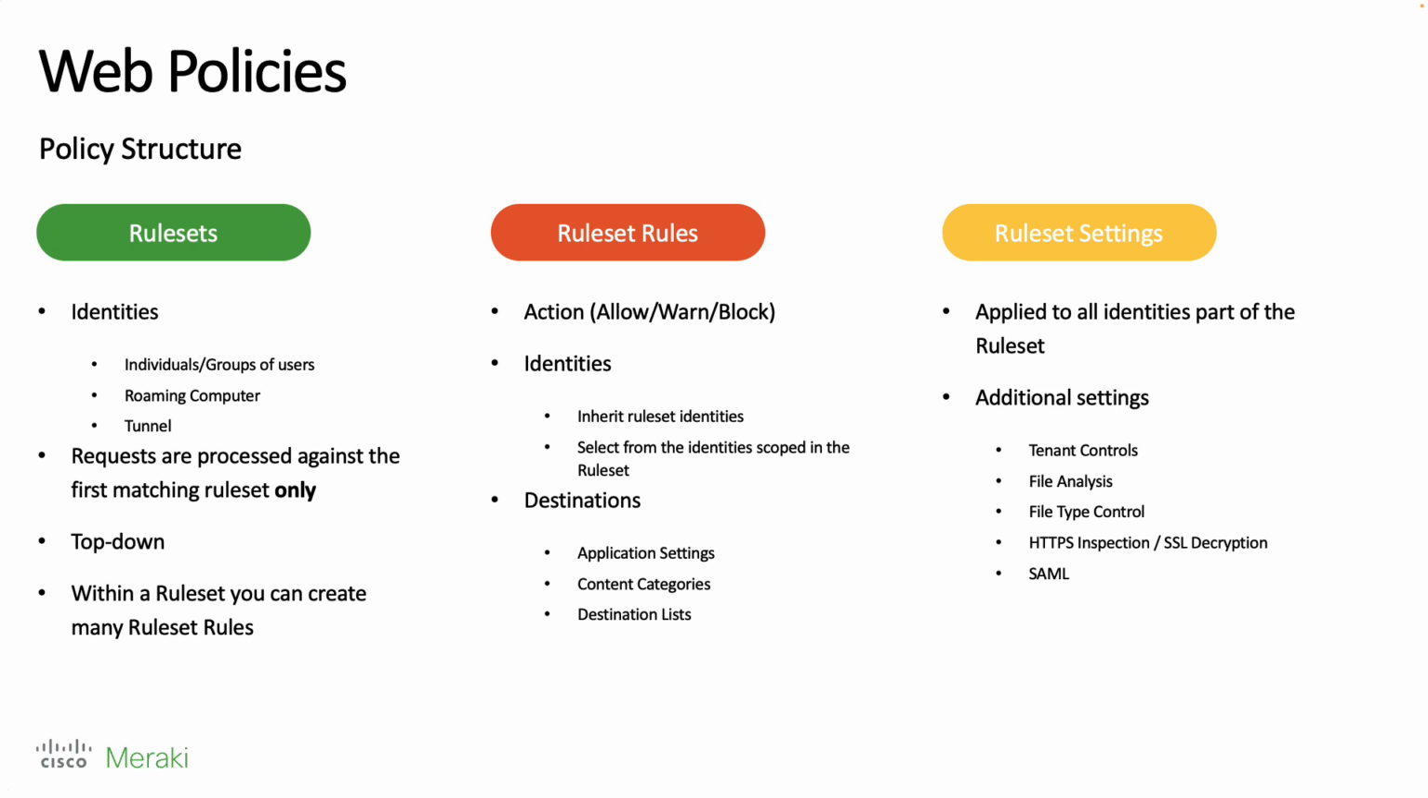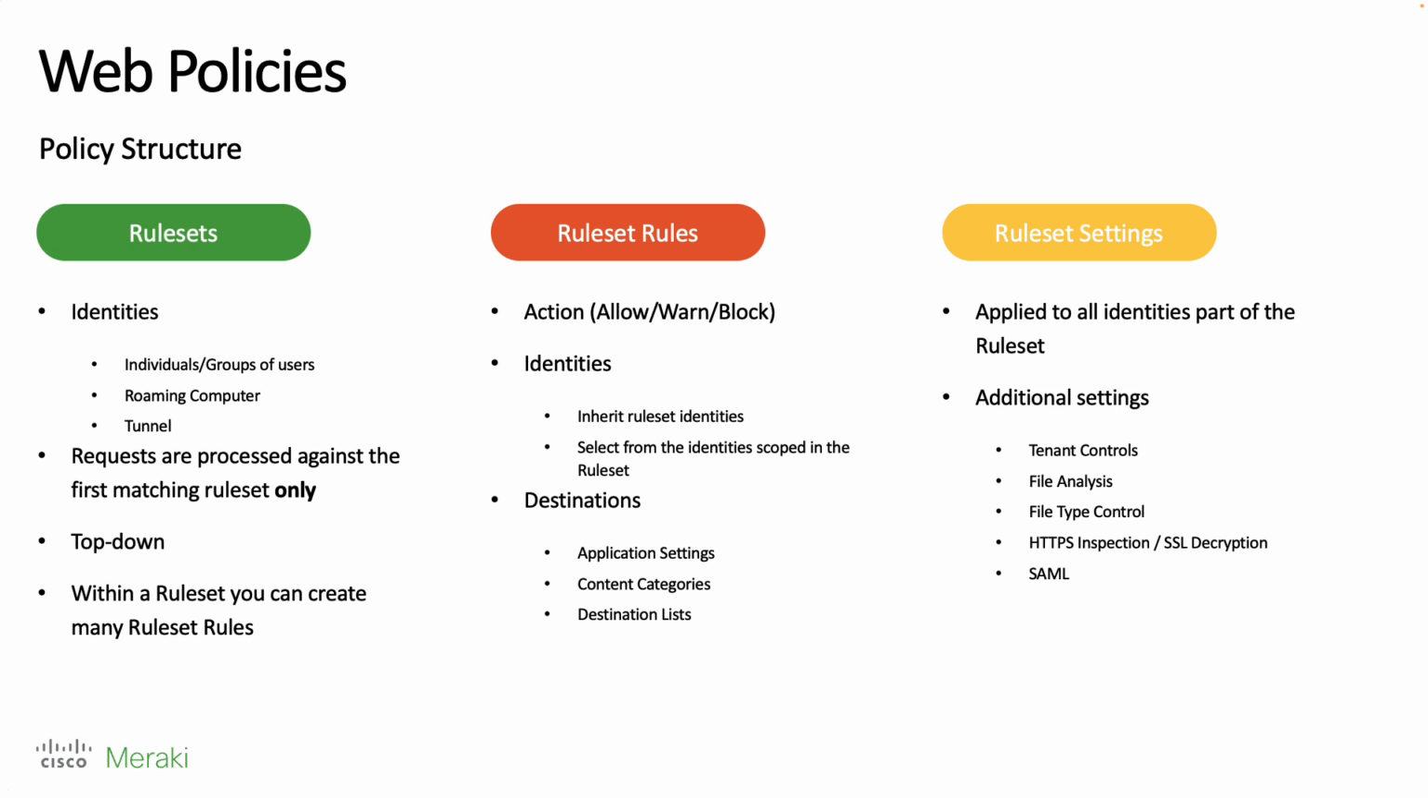In terms of where users are sending requests to, the destinations are going to be a part of one of these three settings. The application settings allow us to block for groups of applications or individual applications. The content categories can be used to block against swaths of websites, for instance, social networking sites. And the destination lists can be used to block against very targeted domains or URLs.